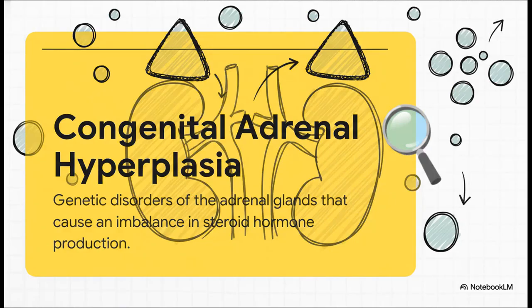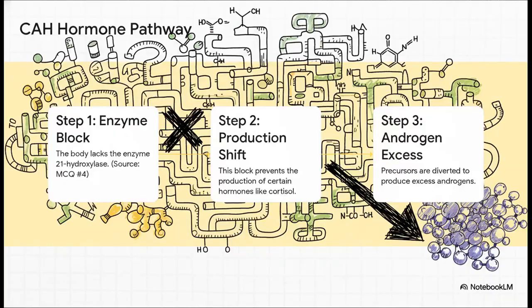So what is CAH? Basically, it's a group of genetic disorders that mess with the adrenal glands. You know, those little glands that sit right on top of your kidneys. And the main issue is a big imbalance in how the body produces some really crucial steroid hormones. This slide shows the chain reaction perfectly. Think of hormone production like a factory assembly line. Well, in the most common type of CAH, a key worker on that assembly line, a specific enzyme, is missing. This creates a roadblock. The factory can't make an essential hormone like cortisol. So what happens? All the raw materials on the conveyor belt get diverted down a different path, which leads to an overproduction of androgens, which are male-typical hormones.